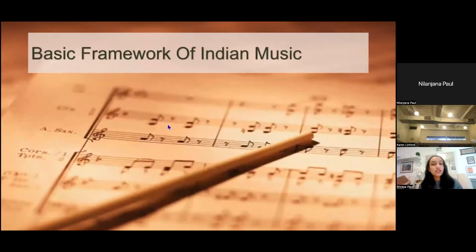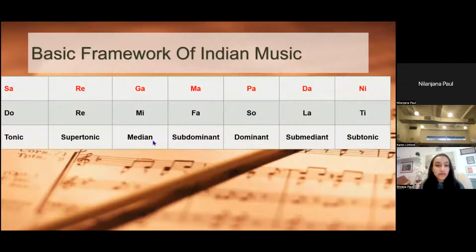Next, the basic framework of Indian music. Here I've created a table. The bits in black are what I understand as the scale system of Western classical music. It's a scale of 7 notes: tonic, supertonic, mediant, subdominant, dominant, submediant, subtonic. And if you were singing it, the notation is do, re, mi, fa, sol, la, ti, do.